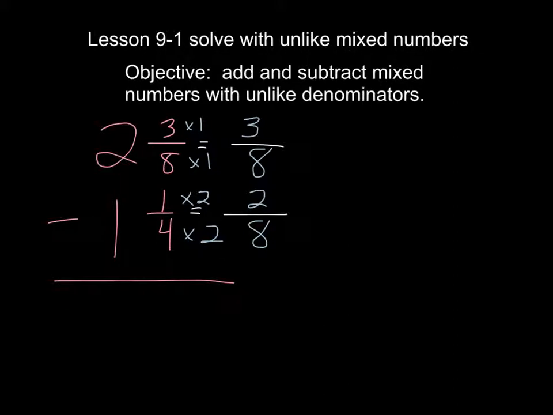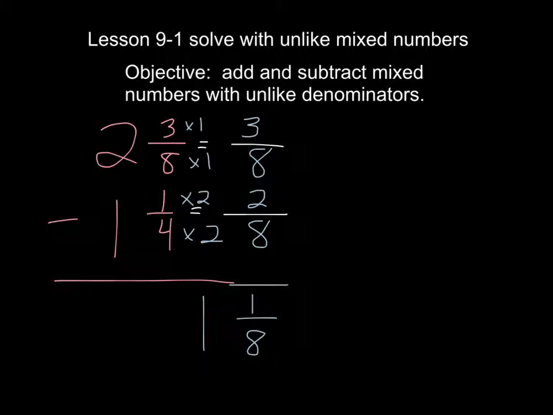3 minus 2 does not require us to borrow. So 3 minus 2 is 1. The denominator stays the same. We cannot forget our whole numbers. We'll be subtracting 2 minus 1 to get 1. We aren't exactly finished yet.